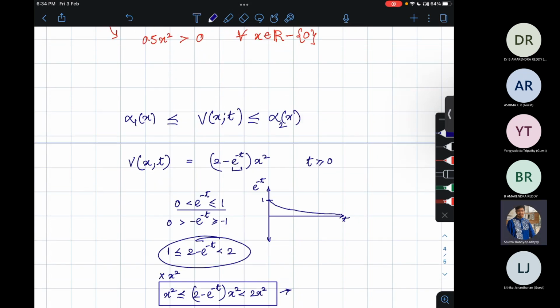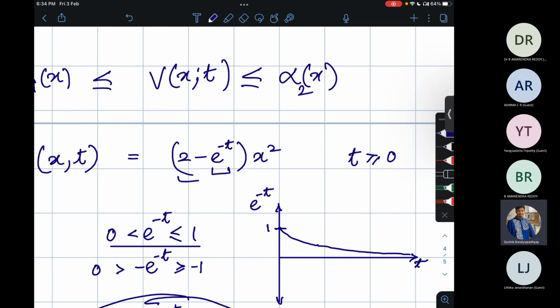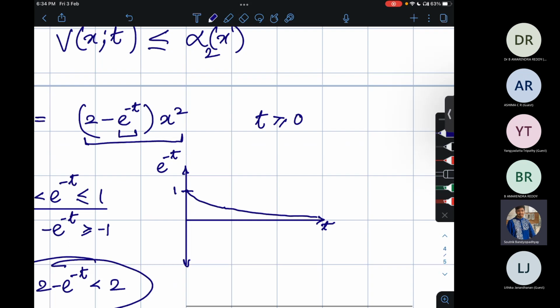Now, we couldn't comment on the positive definiteness of this function, because it was very hard to compute. t was also varying and the function was also varying with x. For each time t, there could have been cases where this was negative or positive. We couldn't say for sure. This is a very simple example with e to the power minus t, but suppose you have some complex function of t multiplied by x square. This can be negative or positive, and you can't say for sure.